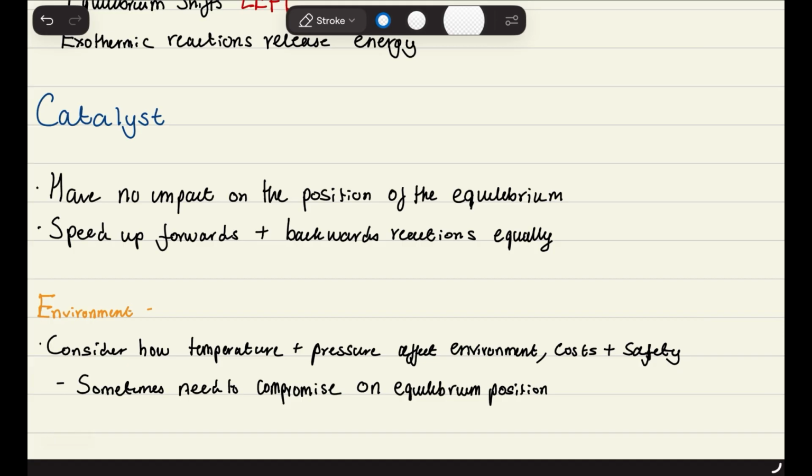Something that's really important in A-level chemistry is your considerations. You need to think about how temperatures and pressures can affect environment, cost, and safety, and we might need to compromise on the yield because of these things. If temperature is too high, there are a lot of energy demands. If pressure is too high, there are safety concerns. If temperature is too low, then our rate is going to be slower, but that might end up favoring the product that we want to make. So just be aware of those considerations.